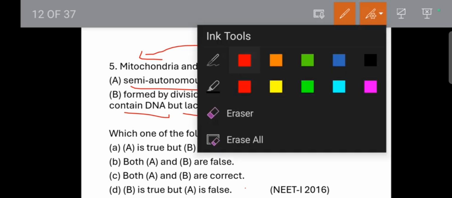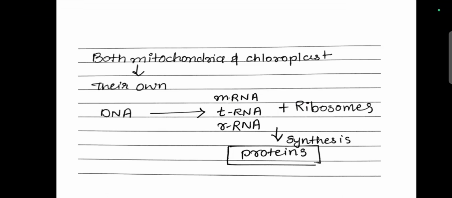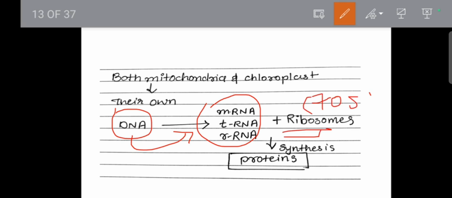The mitochondria and the chloroplast are both formed from pre-existing organelles, and they contain DNA. This is the right one, but "lack of protein synthesis mechanism" is the wrong statement. Why? Because the mitochondria and the chloroplast have their own DNA. The DNA produces mRNA, tRNA, and rRNA, and they also have ribosomes. Which ribosome? The 70S ribosomes are also present there.